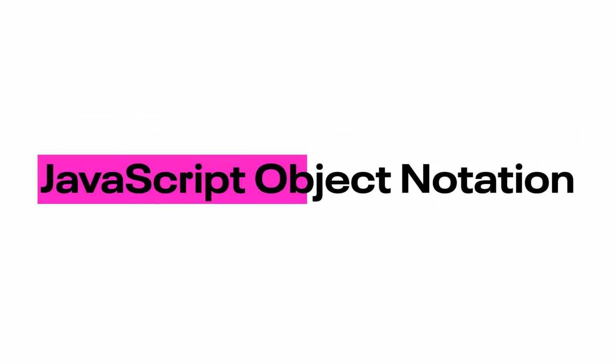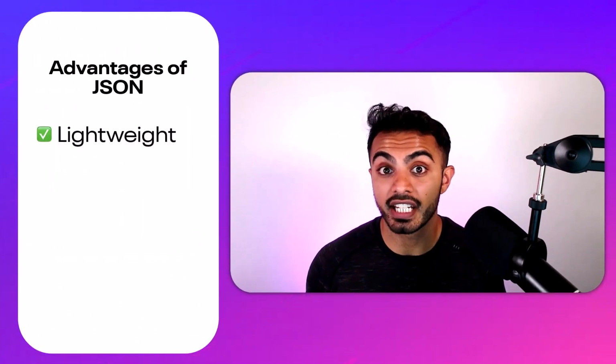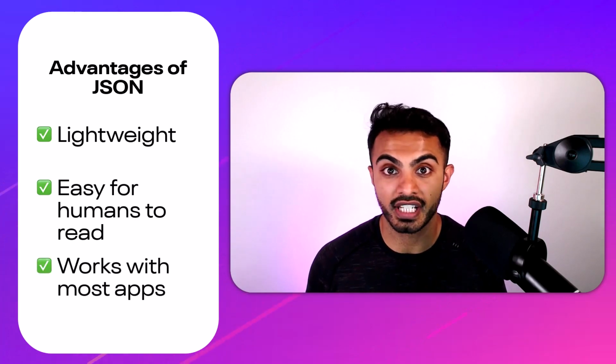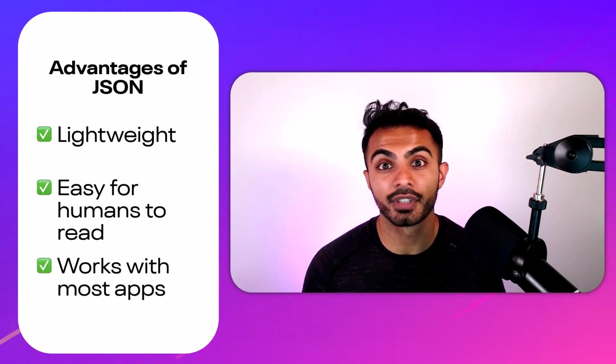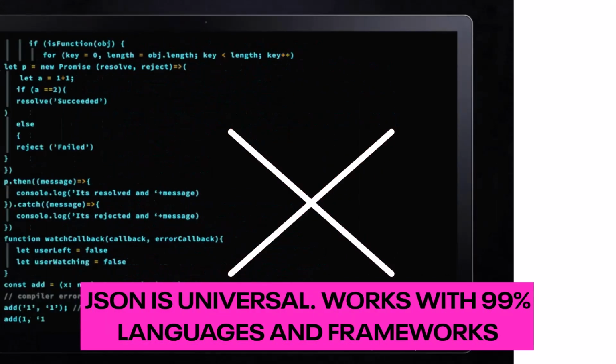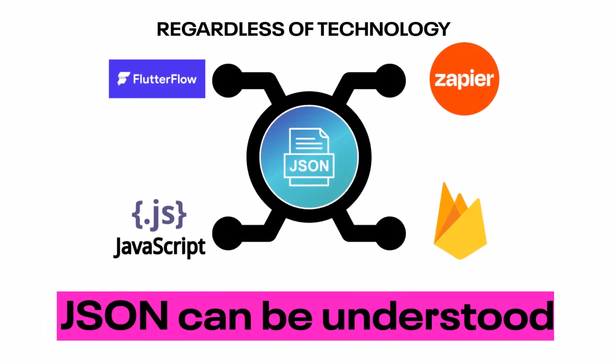So what is JSON? JSON stands for JavaScript Object Notation, and it's the go-to data format for applications transmitting data to one another. JSON is a lightweight data format that makes it easy for both humans and computers to understand. It was originally derived from the JavaScript programming language, but now it's totally language independent, meaning that no matter what technology or programming language you use, JSON can be understood.